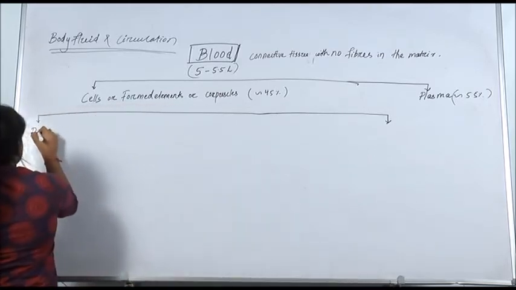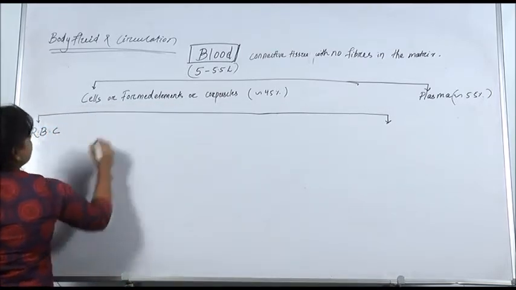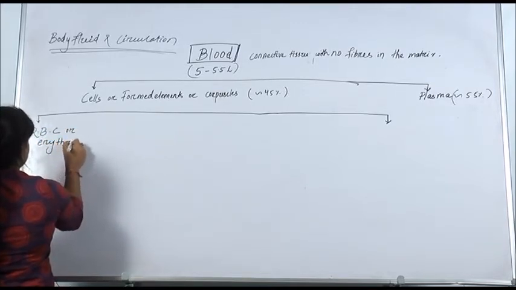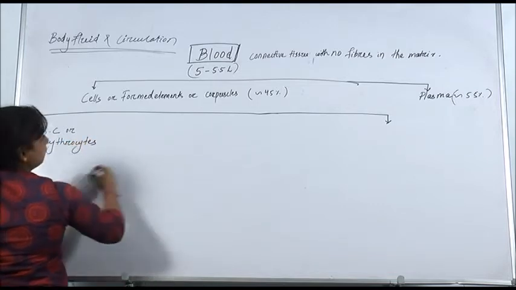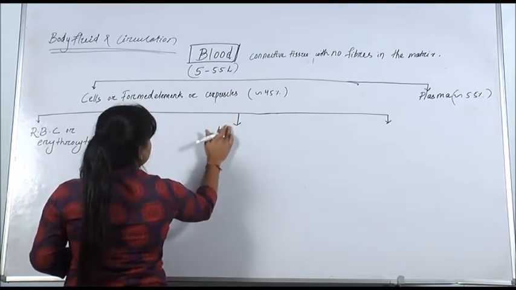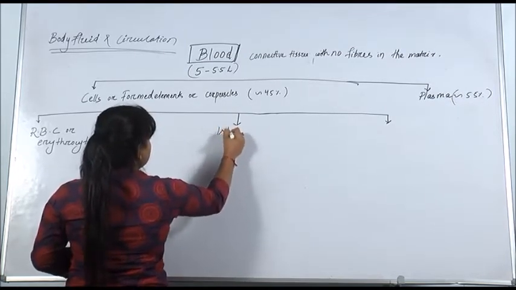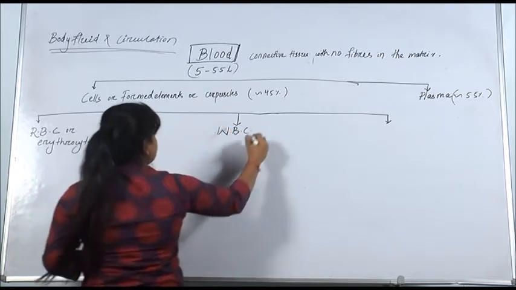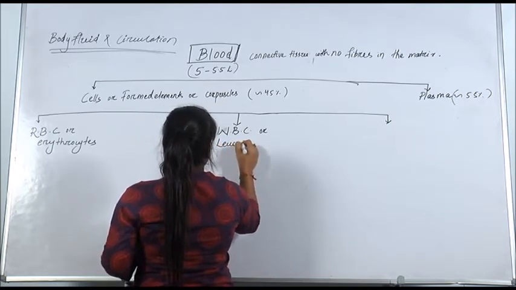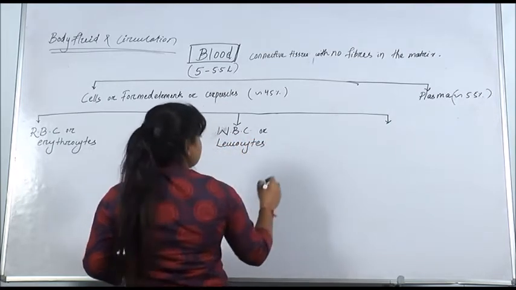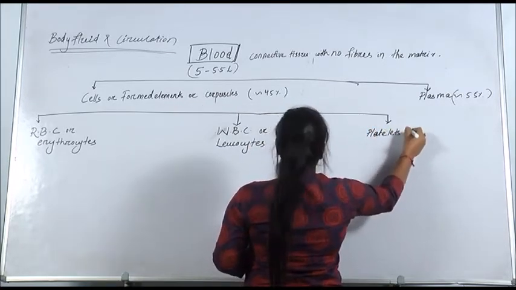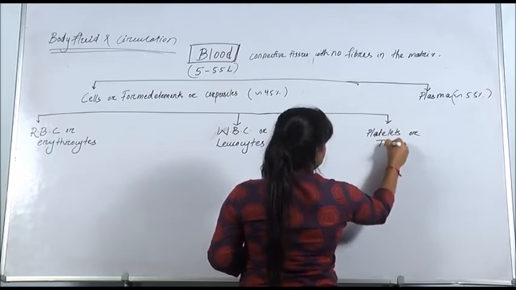We all know that is RBC or erythrocyte. Second is WBC or leukocytes. Last is platelets or thrombocytes.